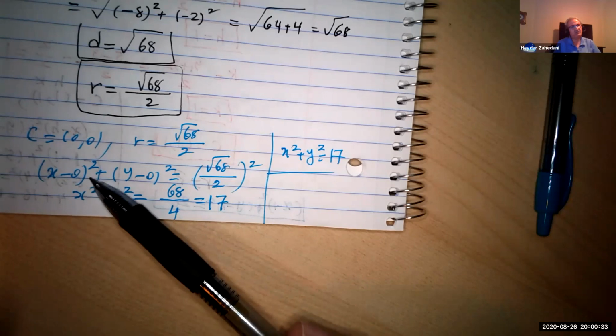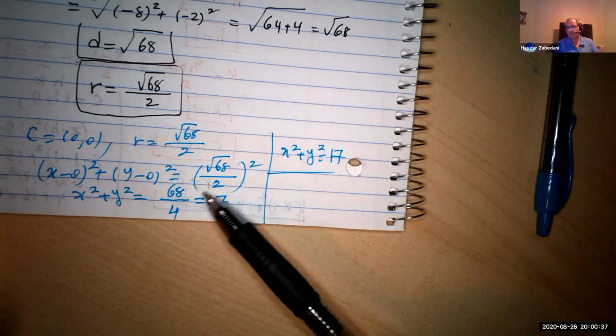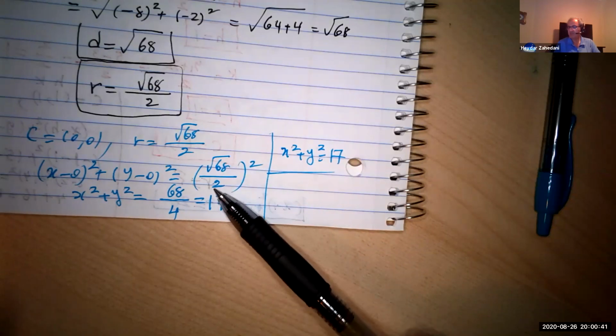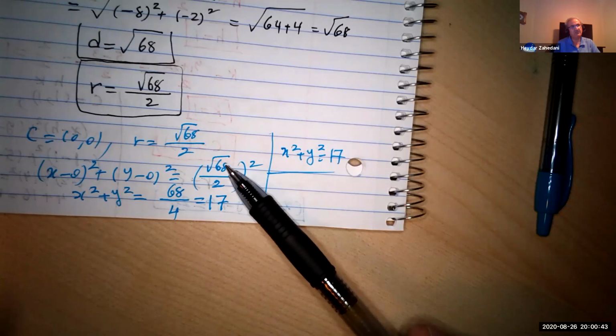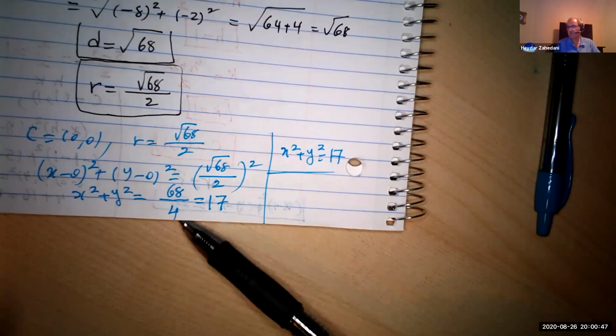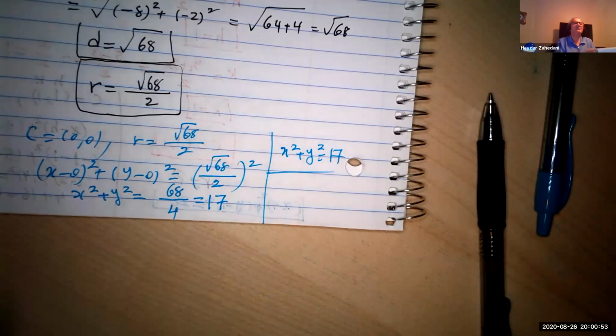x minus h squared plus y minus k squared equal to r squared. To get the r squared, you have to square the top and then square the bottom one. If you square the radical, it would disappear. That gives you 68. If you square the 2, 2 squared would be 4. So we simplify to get 17, the final answer. Any question? So we're done with this section 1.1.